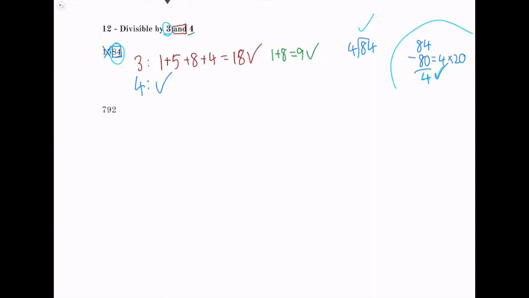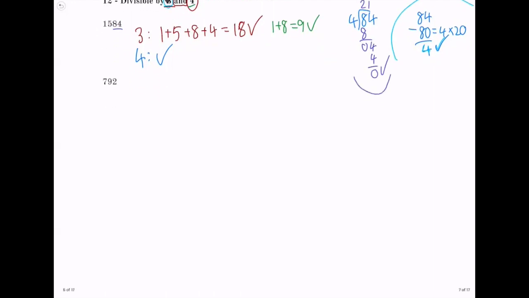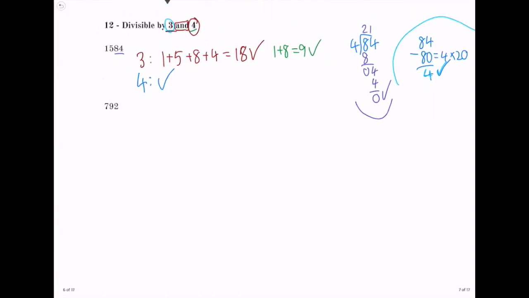For different things, there's different tricks. For 3, you add digits. But for 4, you look at the last 2 digits and see, is this divisible by 4? Yes, it is, or no, it isn't. And you can do that in 2 ways. If you're finding it confusing, don't worry about the second way. Just make sure you can manually divide it out. You get 4, and we see there's no remainder, so it's a multiple of 4. As long as you can do it this way, don't worry about the second method. And remember, we just look at the last 2 digits.